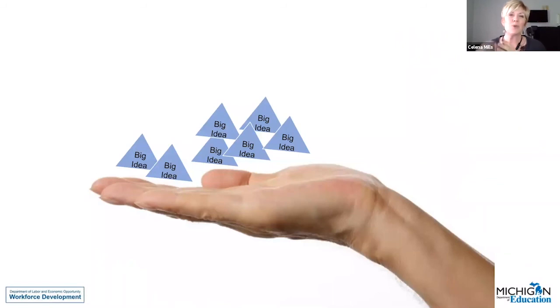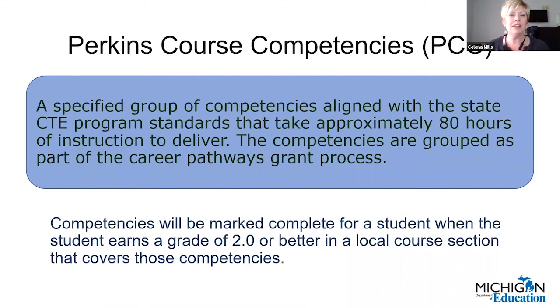But then to create a reporting structure for what the federal government deemed as courses, we had to take those big ideas or competencies that went together and then lump them into groups. Think back to your segments. You had standards put into groups to become segments. Now you have competencies put into groups to become PERKINS courses or PCCs. And we're calling them PCCs because really they are a group of PERKINS course competencies.